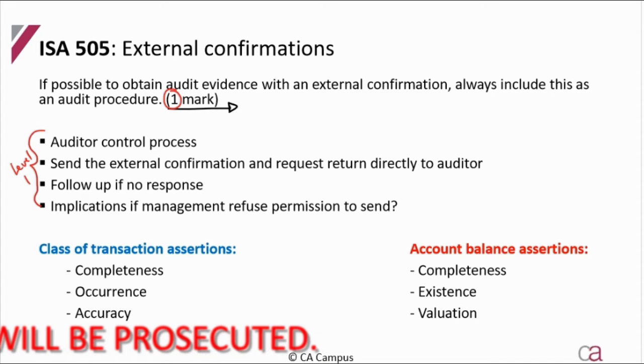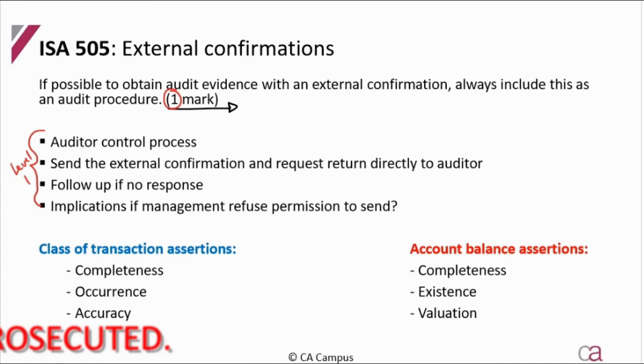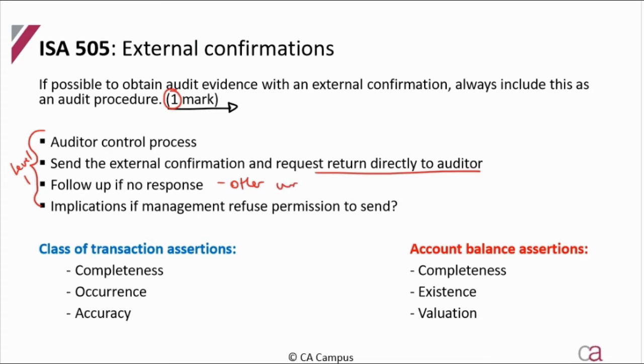Okay, but if it is the whole process, then you need to know and note that the auditor must control the process. The auditor must send the external confirmation directly and then request that it is returned directly to the auditor, not to the company or to management. They need to follow up if there's no response and potentially see if there are any other ways to gather the evidence if we aren't getting a response. Also consider, if you're not getting a response, the fact that potentially that external party doesn't actually exist.